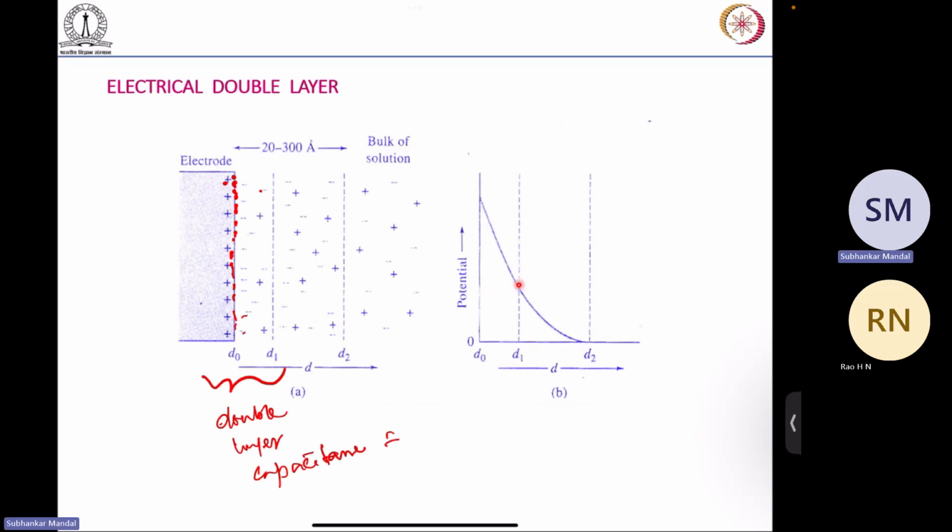Anyone know what the capacitance is? So capacitance is basically two opposite charges separated by an insulating layer. Now the question: the electrode surface is not insulating in nature because it can conduct electrons. But we are telling that it is of a capacitive nature.